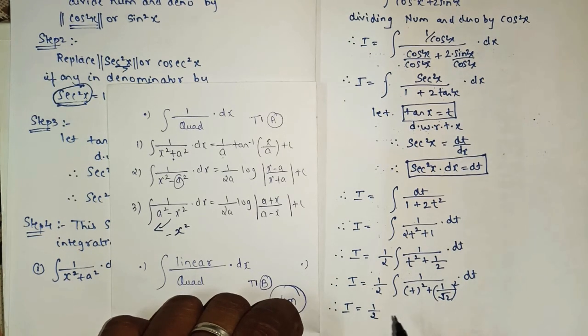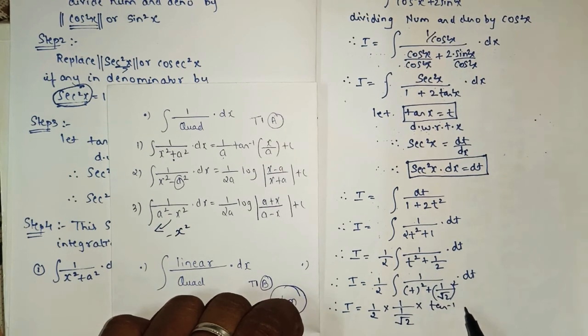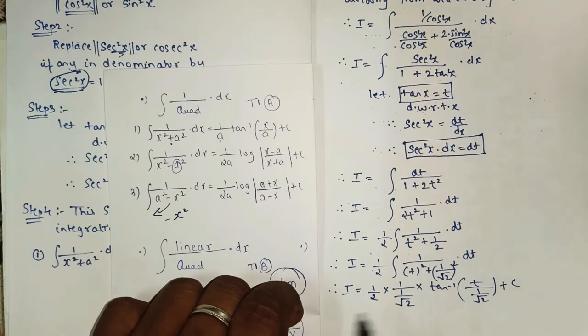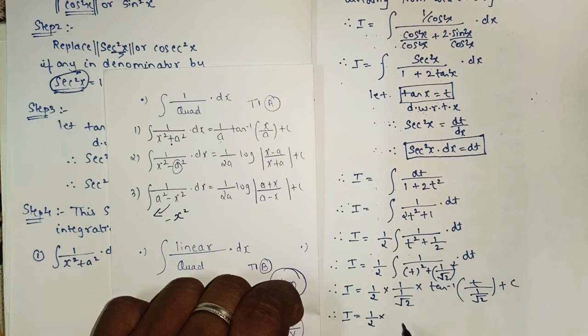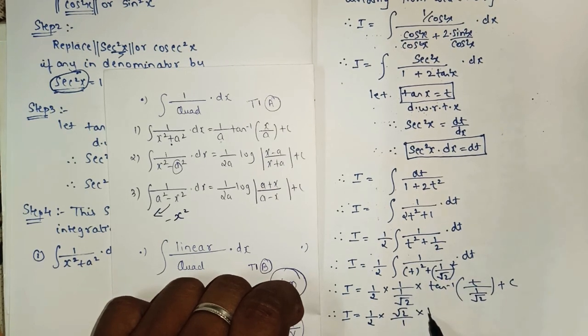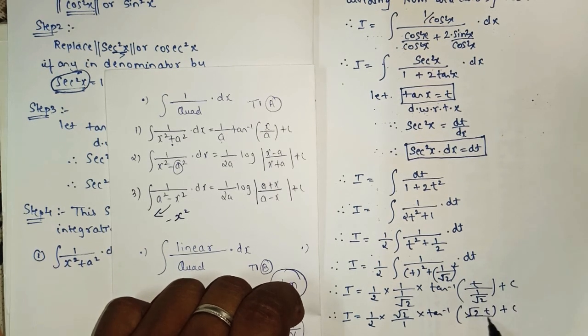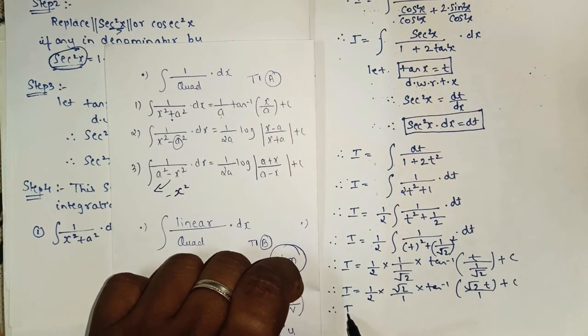Yes or no? So here it says 1 upon a. So 1 upon a is what? Here 1 upon root 2 into tan inverse x upon a. x is what? t upon a is what? 1 upon root 2 plus c. Okay, then after that I equals to 1 upon 2 into, this will go to the numerator, into tan inverse, this also root 2 t plus c upon 1. Yes or no?